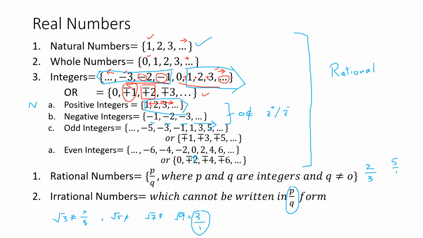Another example is pi. Pi can also never be written in this shape. Though we take the pi value as 22 by 7, this is not the exact value of pi. Keep in mind, this is not the actual value of pi. It is a close value that we have considered, but it is not the exact value. So that is the reason we cannot write pi in this shape.